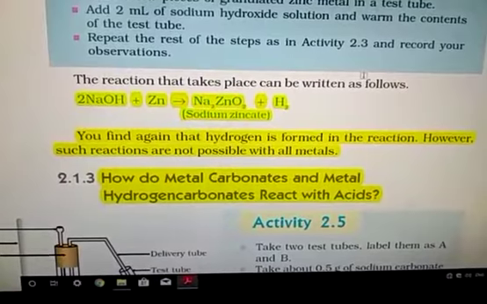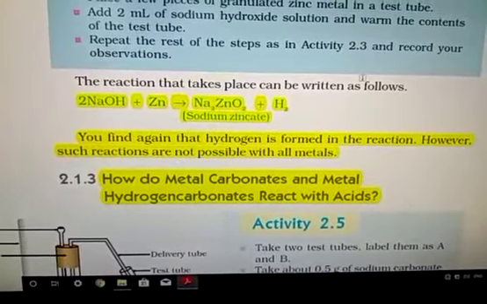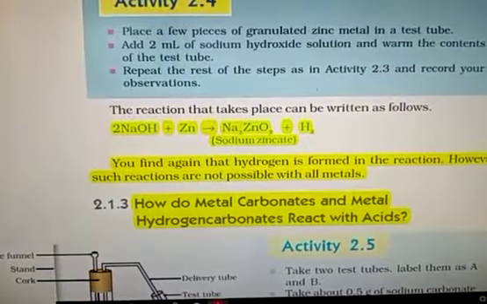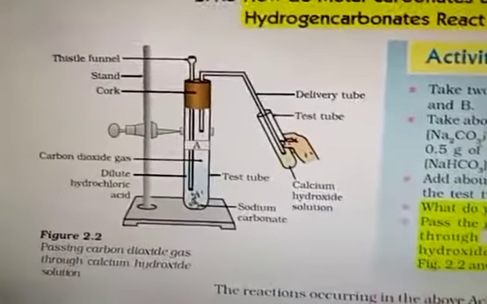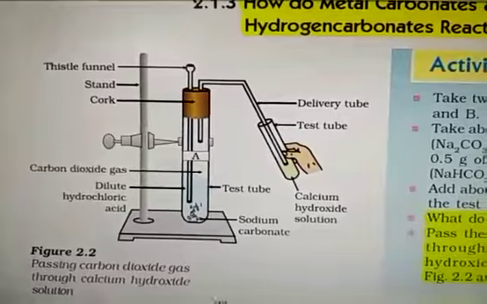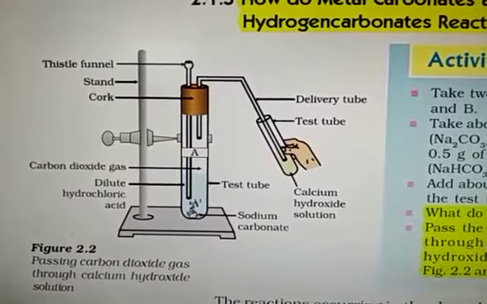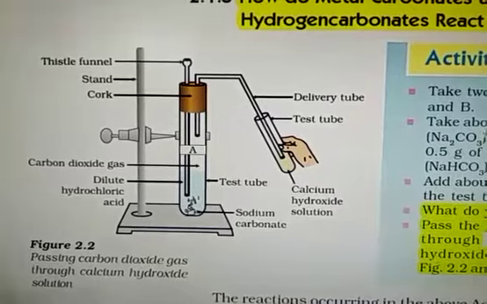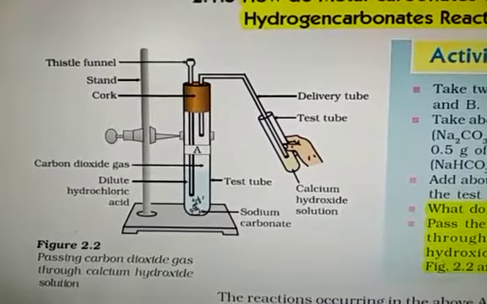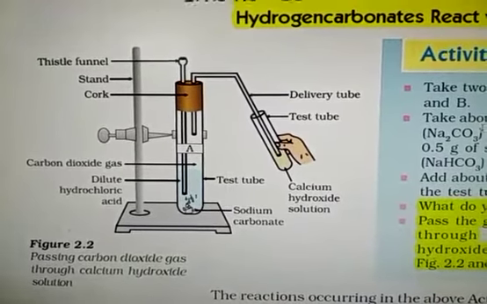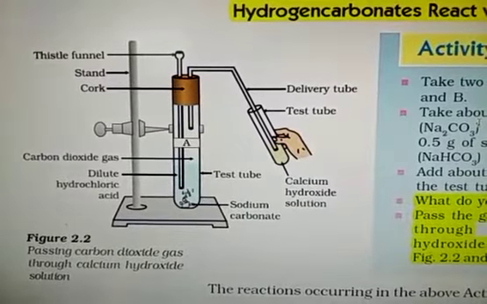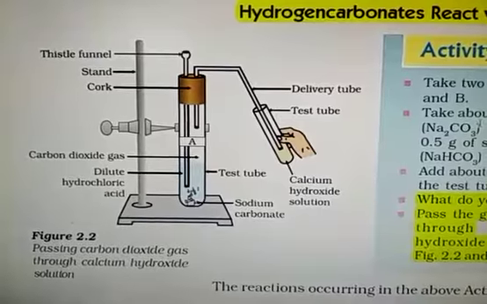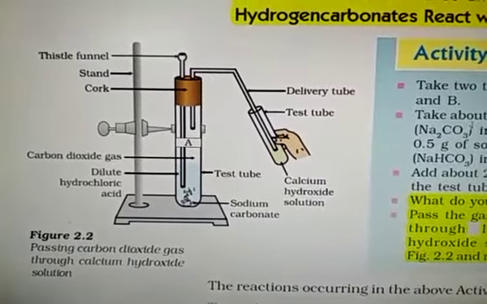Now another topic is how metal carbonates and metal hydrogen carbonates react with acid. First we do one activity for this. In test tube A we will take hydrochloric acid, and we add calcium carbonate or sodium carbonate to it, any one carbonate. It releases a colorless, odorless gas with brisk effervescence with a fizz sound.